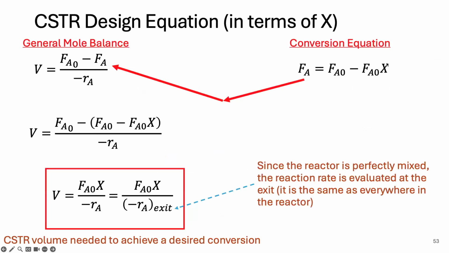Likewise, we can take a look at our design equation first for our CSTR, one of our flow reactors. We see our general mole balance on the left-hand side. We now have our conversion equation there on the right-hand side, which we just introduced. We can use that to substitute for F sub A, go through some simplifications, and again, now rewrite our design equation for the CSTR in terms of conversion. Okay, so we can use this equation to determine the volume of the CSTR needed to achieve a desired conversion, among other things.